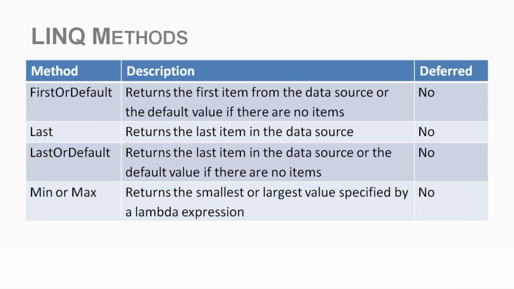You'll probably use first or default really often. First or default is similar to the first method in that it returns the first item from a data source, or if there aren't any items, it'll return no items. The first method that does not have a default will throw an error if there are no items. And then of course we have last or default. And we also have min or max. And that will return either the smallest or the largest value specified by a Lambda expression. So these are all fairly simple and obvious from the method names.